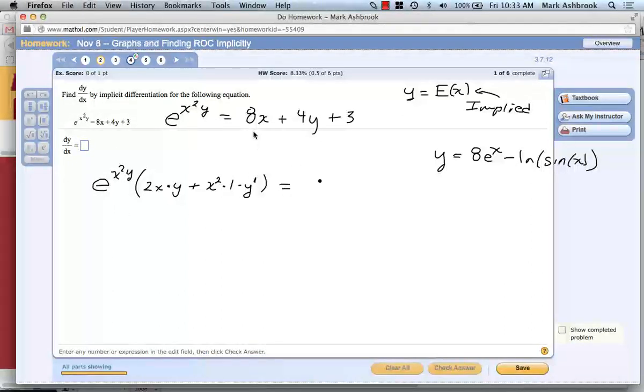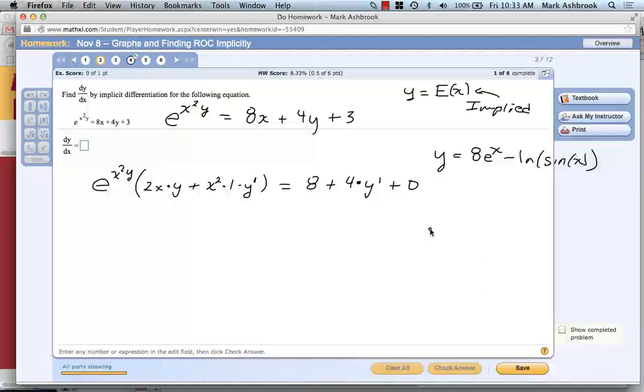This side's easier. Rate of change of 8x is 8. Rate of change of 4y is 4, but times the rate of change of y. Rate of change of 3 is 0. So that's our implicit differentiation right there.